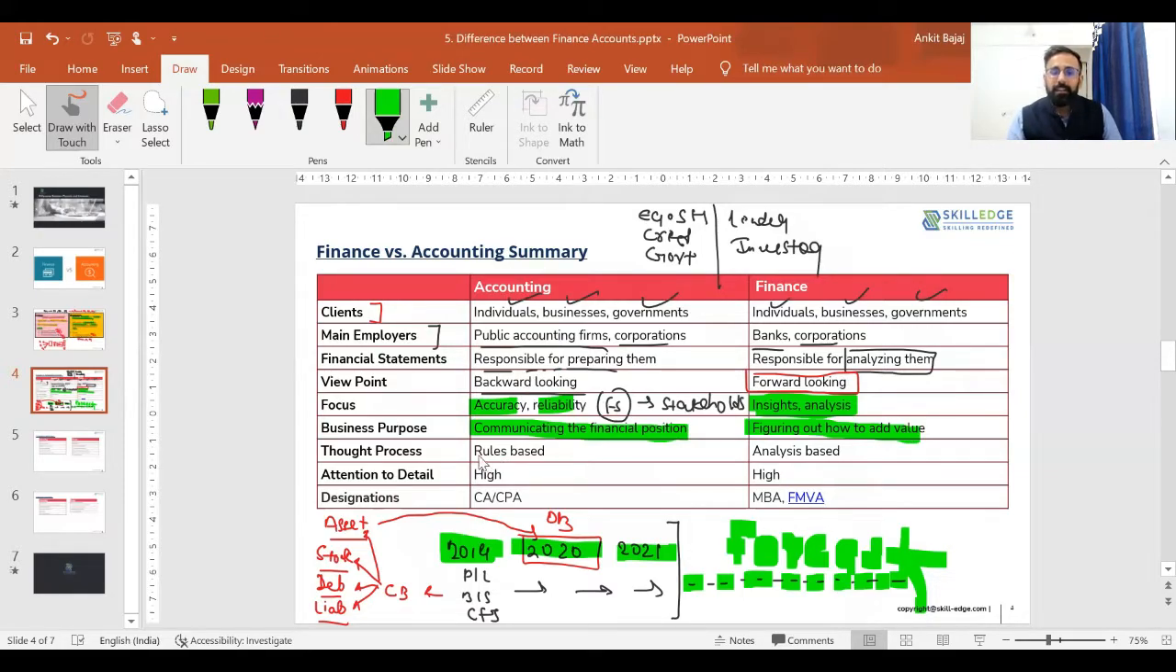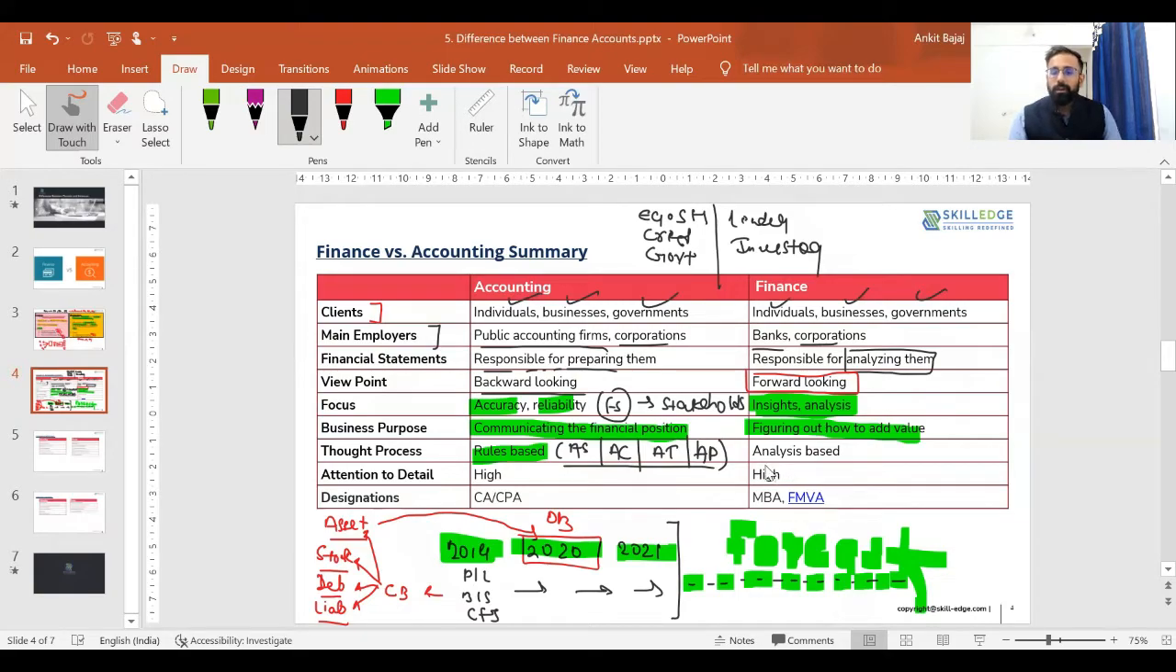Now, thought process, right? Rules-based thought process. Whenever you prepare financial statements, you have to follow accounting standards. You should have good knowledge of accounting concepts, terminologies, right? Accounting principles. These things you have to follow if you are preparing financial statements. That is the reason we call it rule-based accounting, right? It means you have to follow the rules which are issued by accounting bodies, right?